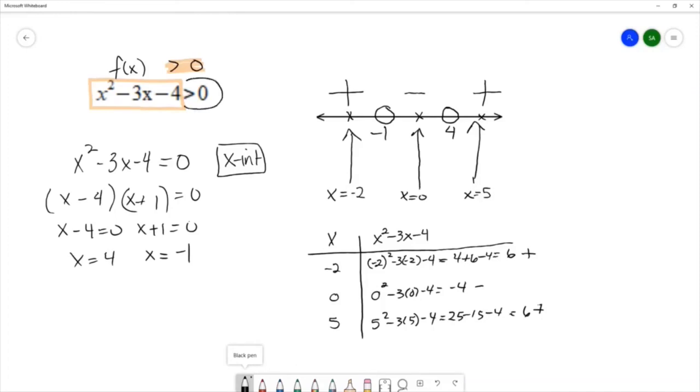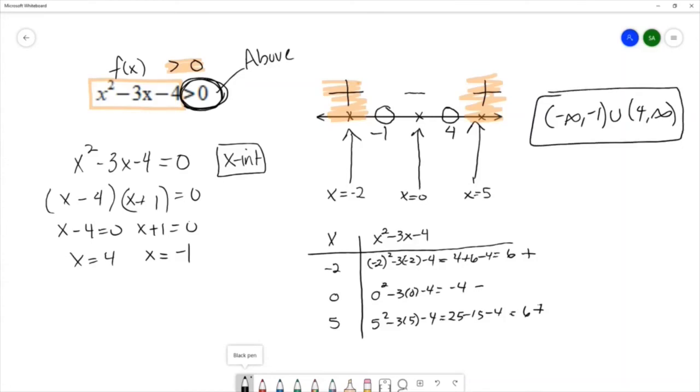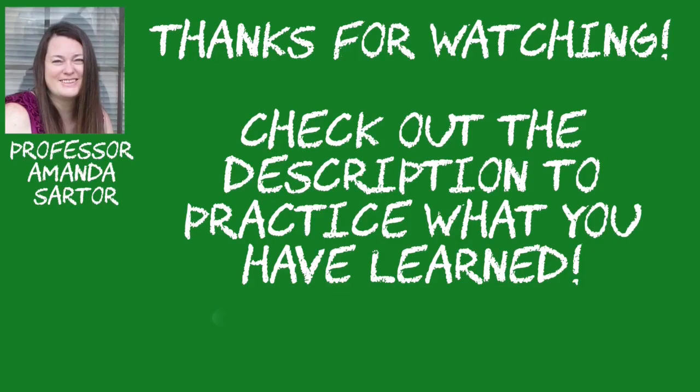Now we want greater than 0. We want above the x-axis. So we're going to use these intervals as our answers. Those intervals are negative infinity to negative 1 union with 4 to infinity. So this is the solution to the inequality.